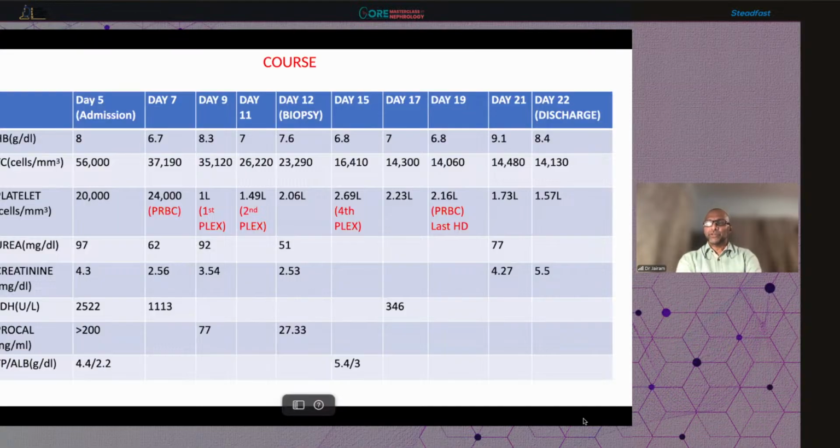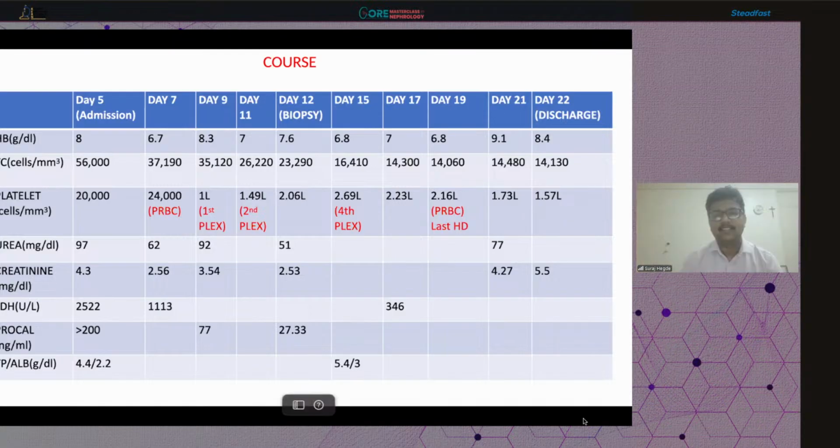So one may use Plex as a bridge therapy till logistics allow you to procure eculizumab, since probably no hospital in India is going to stock eculizumab to be used within 24 to 48 hours. It's pure logistics, that's all. Yes. Go on, Sooraj. Next.